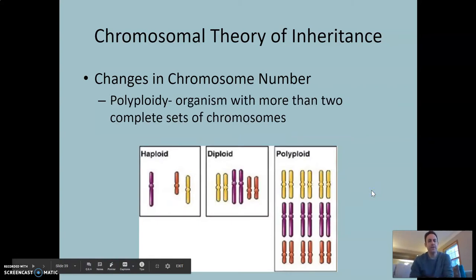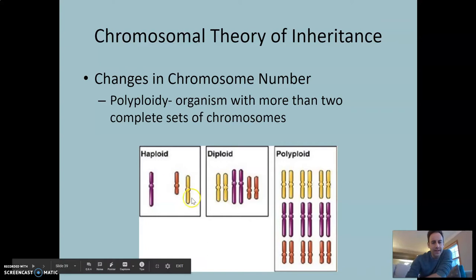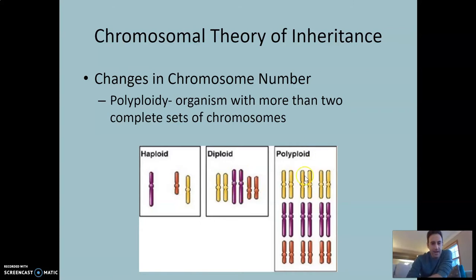Another way that you can have a change in chromosome number is polyploidy. So here, instead of just an abnormal number of chromosomes, you have more than 2 complete sets of chromosomes, right? So haploid means 1 copy of each chromosome. Diploid means 2 copies of each chromosome. Polyploid means many copies of each set of chromosomes. And so you can see, they've got, I don't even know, is it 3 sets? 6? 6. There's 6, right? 2, 4, 6 sets of each chromosome.